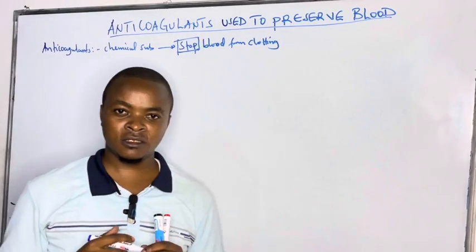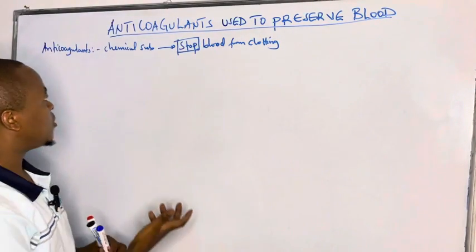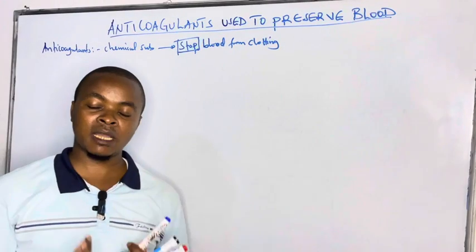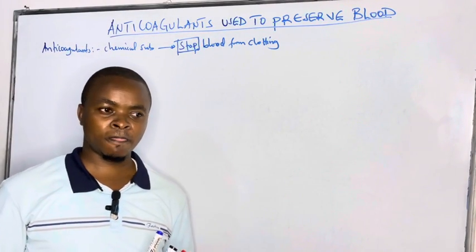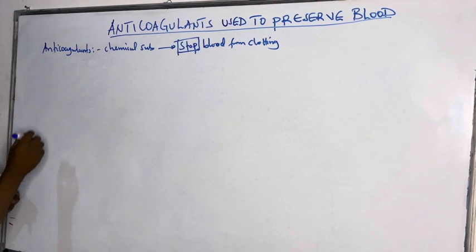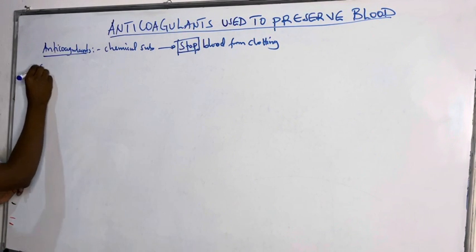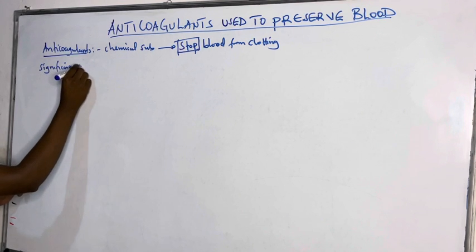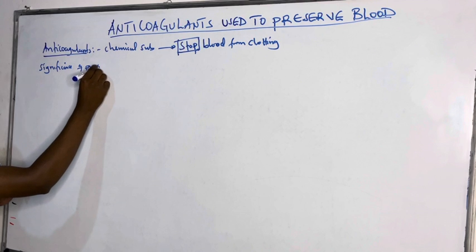That is the anticoagulants. They are chemical substances; they can be made industrially, or there are some which are natural. And these are used to preserve blood. And what is the reason for applying preservation? What is the significance of blood preservation?